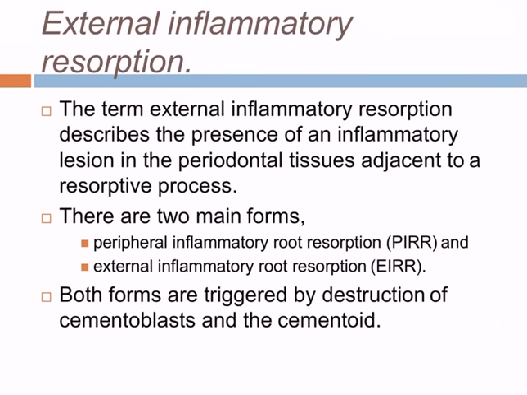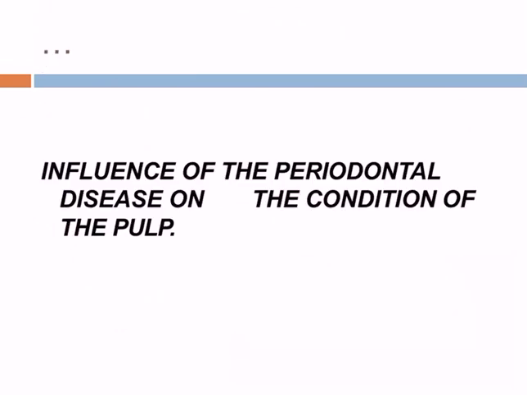The term external inflammatory resorption describes the presence of an inflammatory lesion in the periodontal tissues adjacent to a resorptive process. There are two main forms: peripheral inflammatory root resorption and external inflammatory root resorption. Both forms are triggered by destruction of cementoblasts and the cementoid. So this is your influence of endodontic conditions on the periodontal tissue.